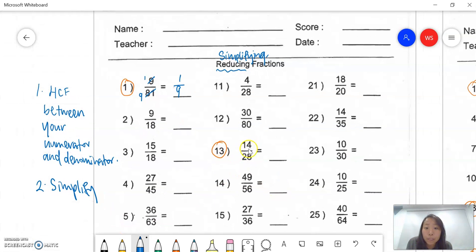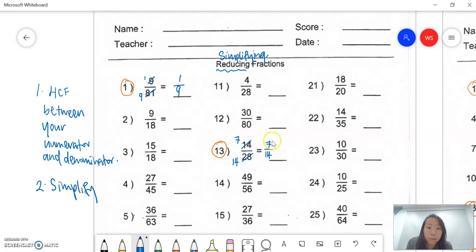Okay, we have question 13. Right, so we have 14 and 28. There are a couple of ways that we can do it. You can go small. So let's say, for example, you have located 2 as your common factor between your numerator and your denominator. This means 14 divided by 2 will give us 7, and 28 divided by 2 will give us 14. With that, this means that is 7 over 14, which we plug into the next fraction as we progress on.